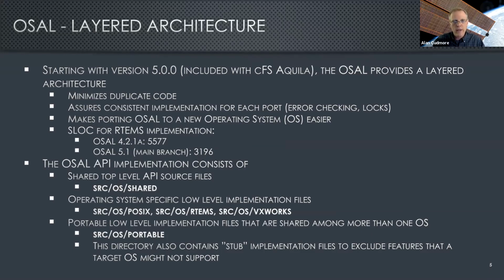So there are several advantages to this layered architecture, including minimizing duplicated code, assuring that a consistent implementation is done for each port, for example, all the error code checks, locks, and so on, and making it easier to port the OSAL to a new OS. And this is reflected in the code size. For example, in an older version of the OSAL, 4.2.1A, the RTEMS implementation required about 5,600 lines of code.